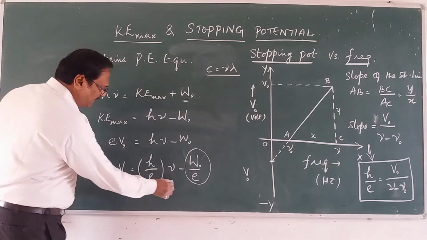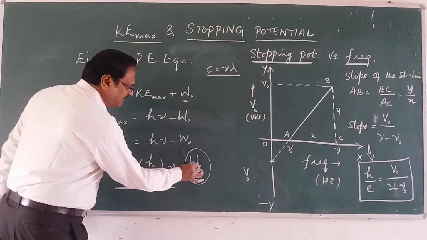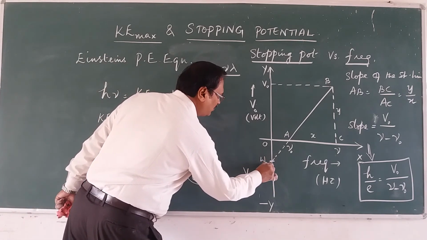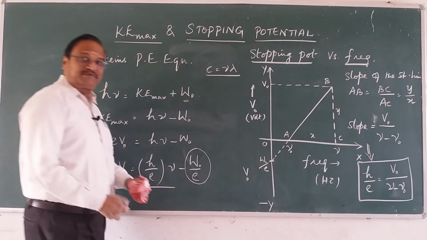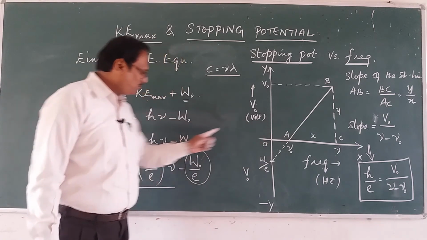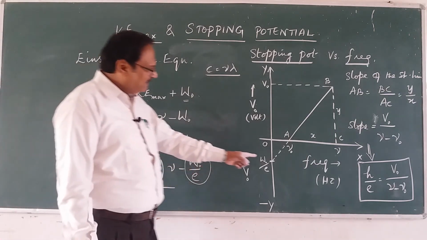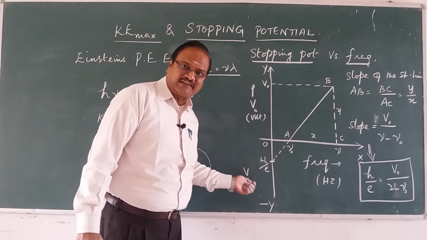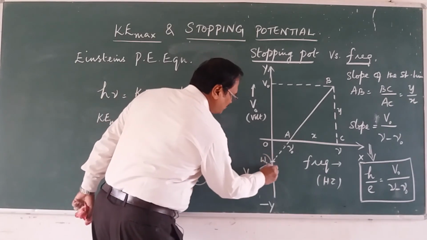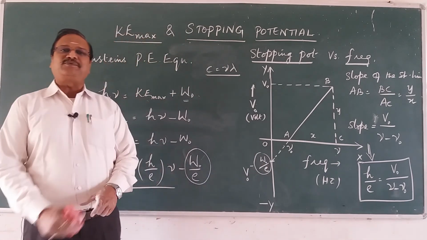You see V naught and this, already we have drawn it. Till this it has represented. And what is this? W naught upon E. This intercept gives you W naught upon E. Already this is represented to you by h upon E into nu, which you have done. And here the intercept where it is cutting the negative axis gives you this value, which is a negative value. It is in the lower part of the graph, so it gives you the negative value.